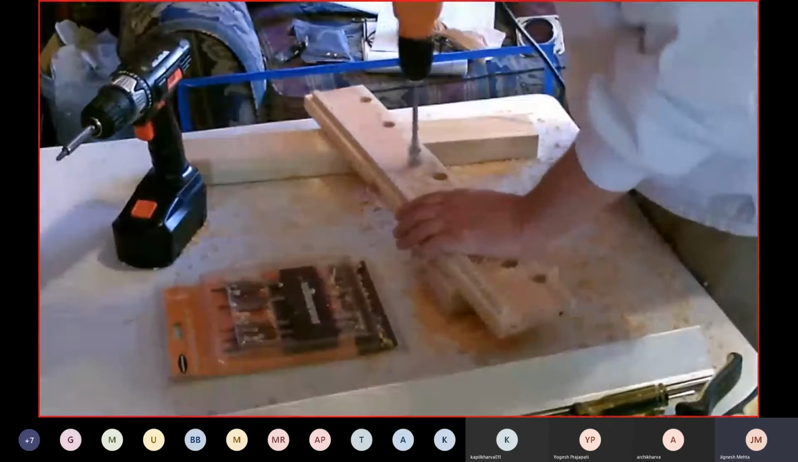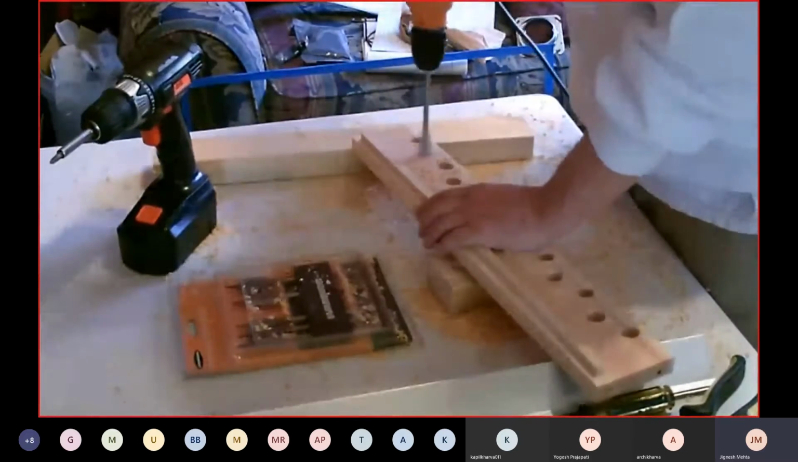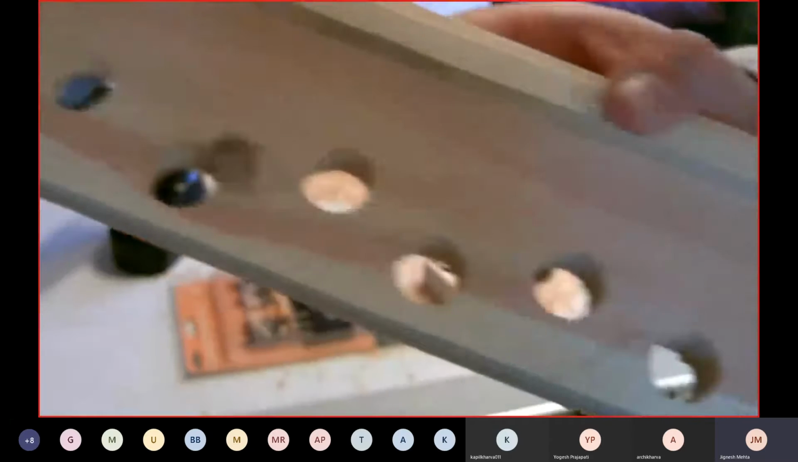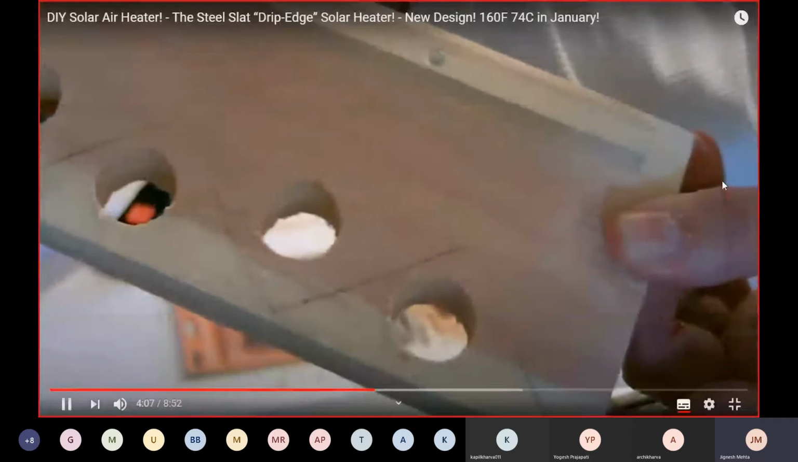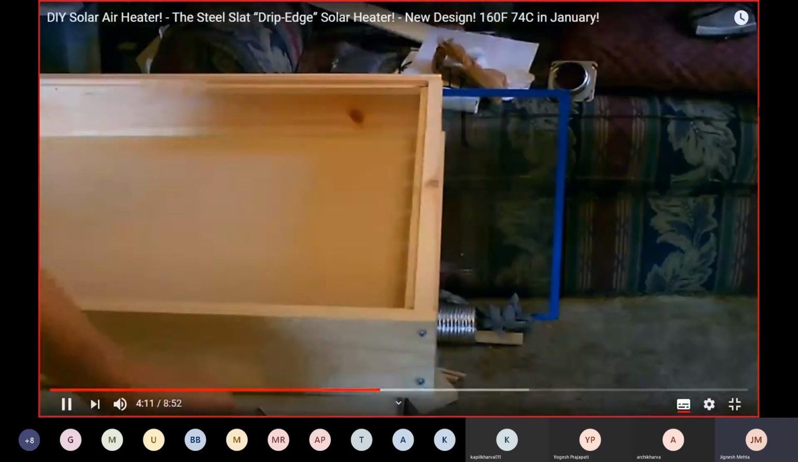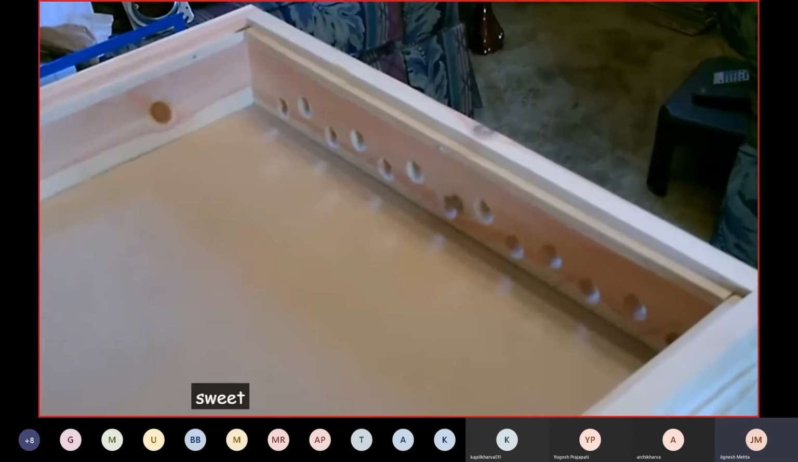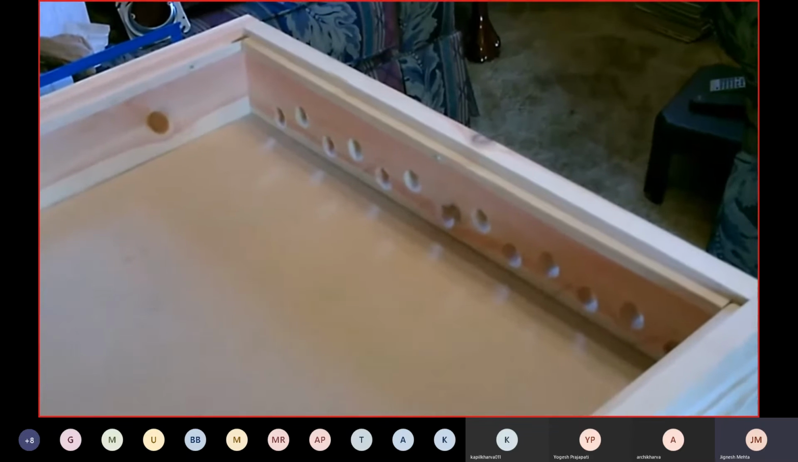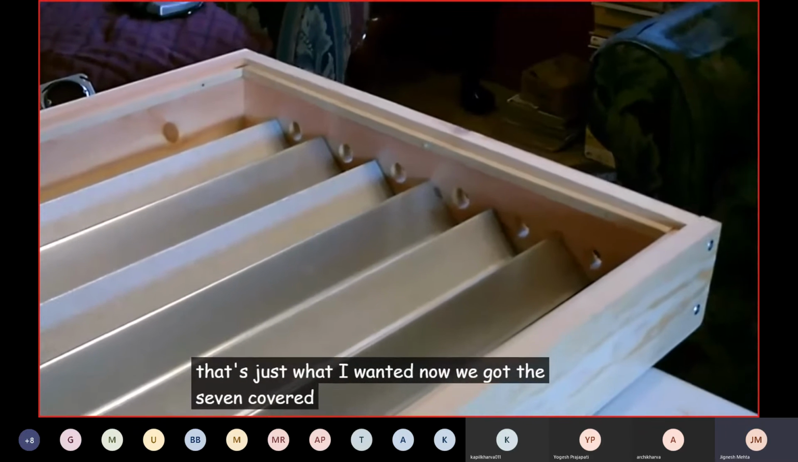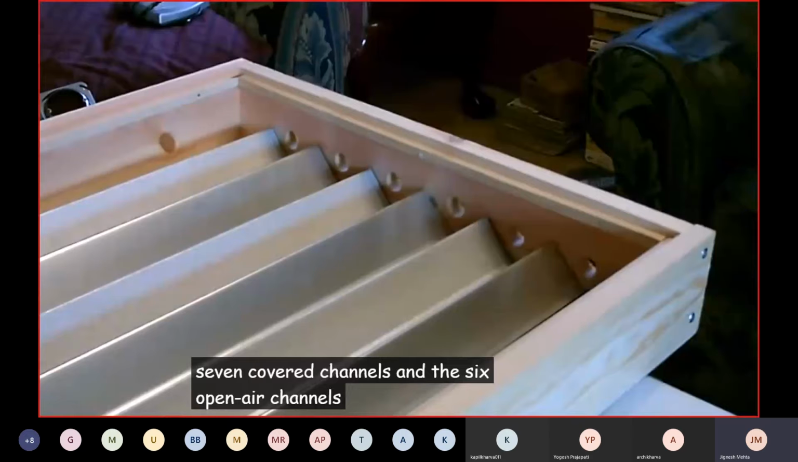So these holes are passages for air to come in, and an induced draft fan is used. Some of the holes remain below the channel, some of the holes above the channel. Sweet, that's just what I wanted. Now we got the 7 covered channels and the 6 open air channels.